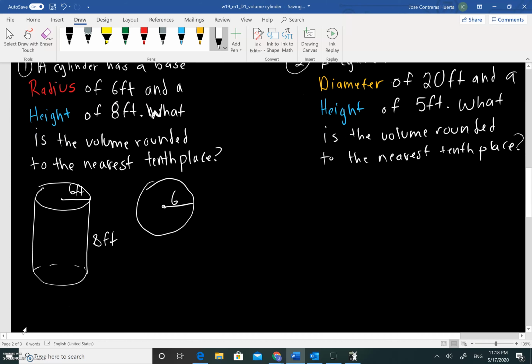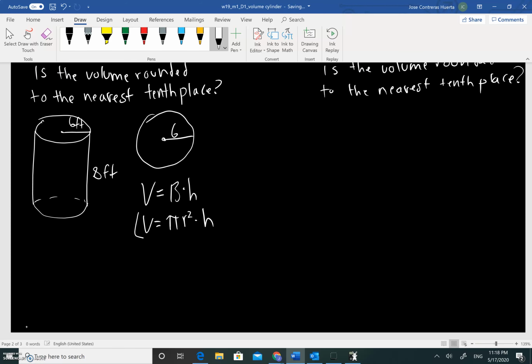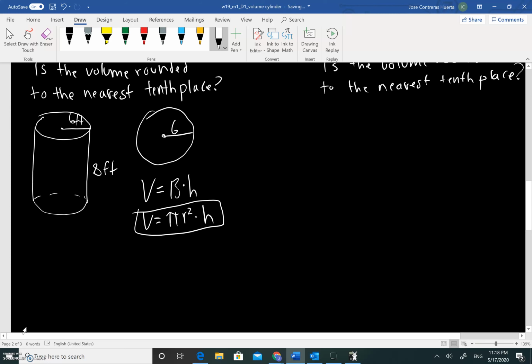And now, since this is 6, what is the area of this? Because remember, the formula for volume is base times height. Well, the area of the base is what? A circle. So that's going to be pi r squared times the height. So this is the formula again. This is the part that you have to remember: pi r squared times the height. Or if you find it simpler, you can just remember that volume is equal to base times height. And then remember that the base is pi r squared, because that's the area of a circle.